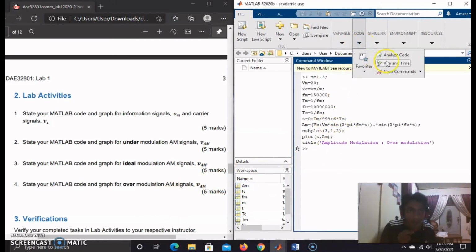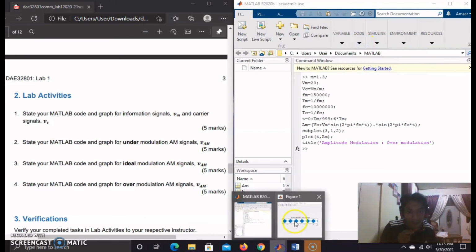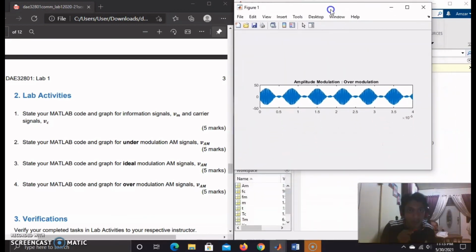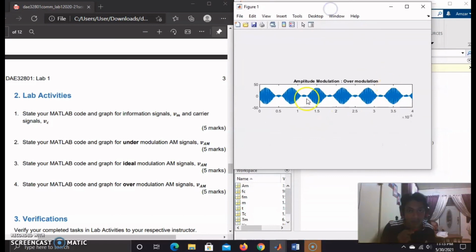Run. And then we got the graph, and for the question we answer. This is a graph for amplitude modulation of over modulation AM signal.